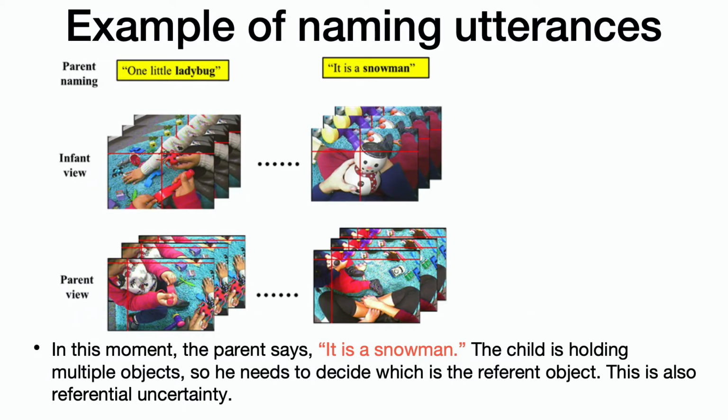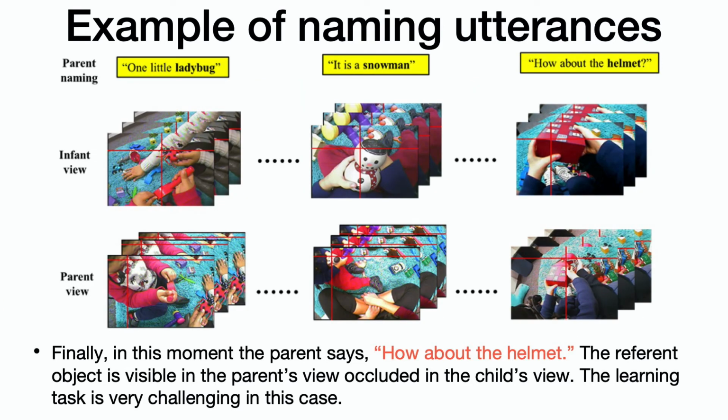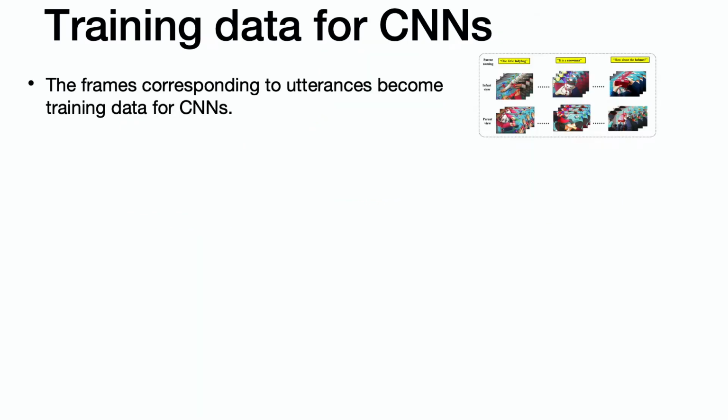This is another referential uncertainty. The last example is the moment that parents said, "How about the helmet?" However, the helmet, or the referent object, is only visible in parent view and it is occluded in the child view. This is the example that makes the learning task very challenging and also ambiguous. The frames corresponding to these naming events become training data for CNNs.